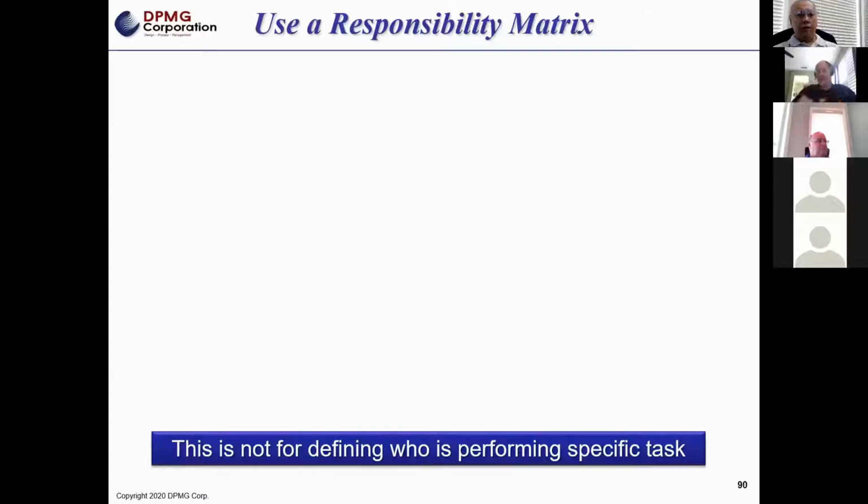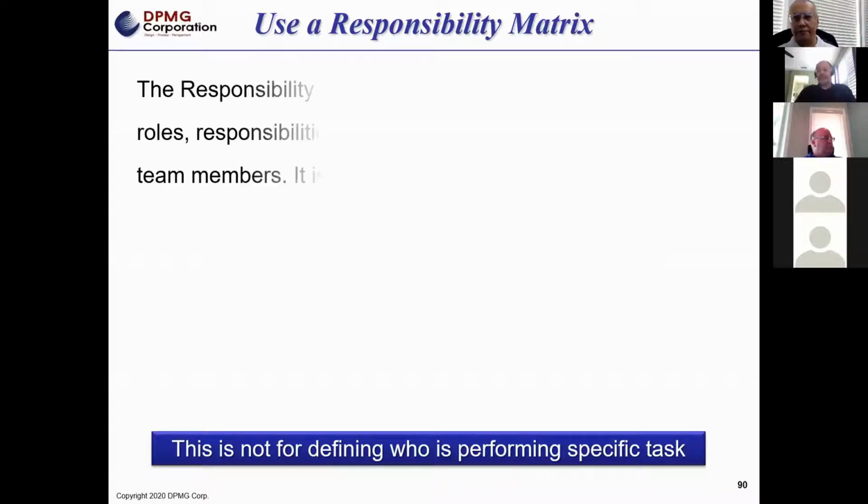The next topic we're going to talk about is roles and responsibility. I mentioned this earlier when Ralph brought up the situation that occurred there. So we always recommend the creation of a simple document that defines the roles and responsibility of the team members. This is not a list of who's performing the work. This is a list of who's responsible to make sure the work gets done.